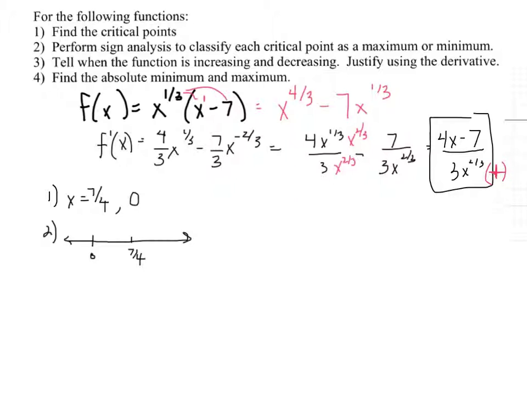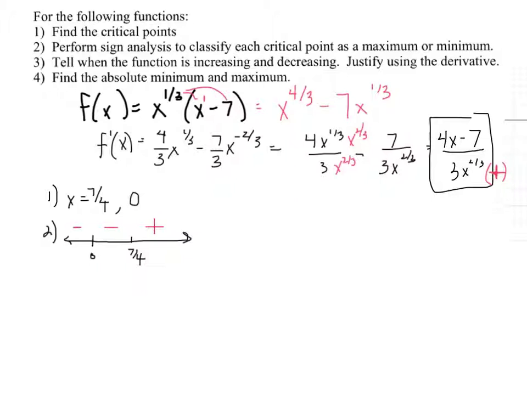So let's look here at the top. If I pick a number less than 0, of course 4 times that number minus 7 is negative. Negative divided by positive is negative. Next, if I pick a number between 0 and 7/4, maybe like 1, 4 times 1 minus 7 is negative, and the bottom is positive, so this is negative. Now I pick a number bigger than 7/4. 4 times that number minus 7 is positive, and the bottom's still positive, so positive.